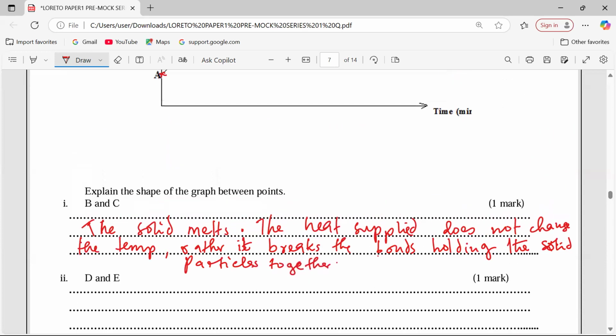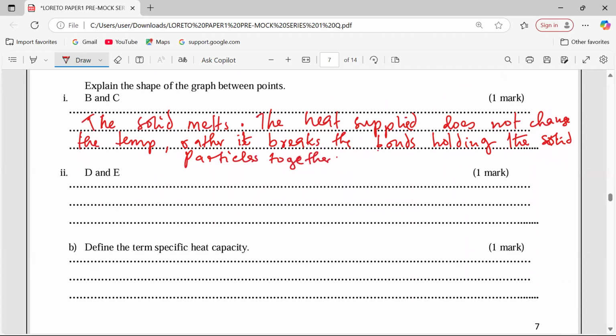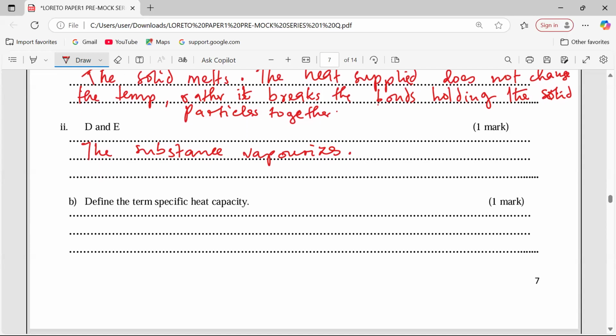Then between D and E, we can see again there is some flattening. Now from C to D, it has become a liquid and it is absorbing heat energy. And we can see there is temperature change between C and D. So the liquid is absorbing heat energy. But between D and E, there is what we call vaporization. So the substance vaporizes. And we follow the same explanation that the heat energy supplied within that time does not change the temperature of the liquid. Rather, it is used to break the bonds holding the liquid molecules together until they join the gaseous form.